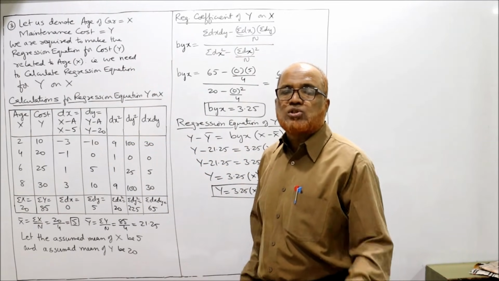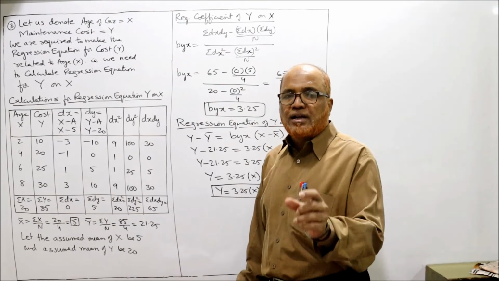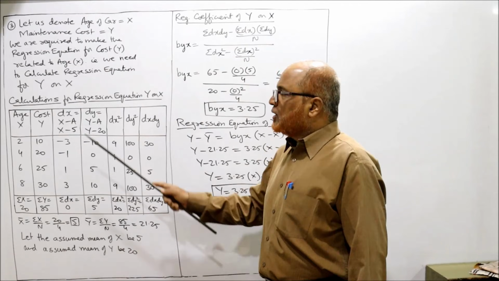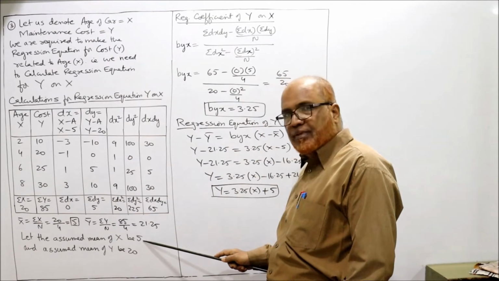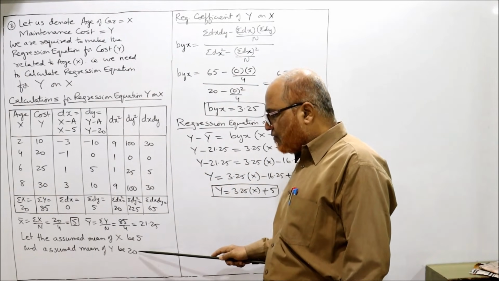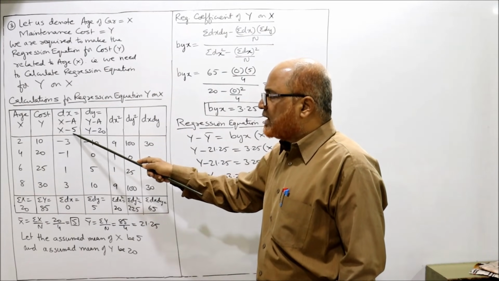dx and dy will be used whenever deviations are taken from assumed mean. और actual mean से deviation लेंगे तो खाली small x small y लेंगे. तो dx is equal to x minus a. तो x minus, what is the assumed mean here? 5. तो x minus 5. dy is equal to y minus a, y minus 20. तो पहले x minus a, x minus 5 करेंगे.